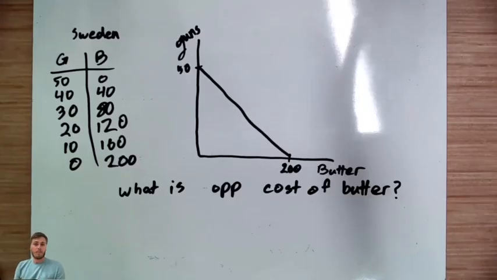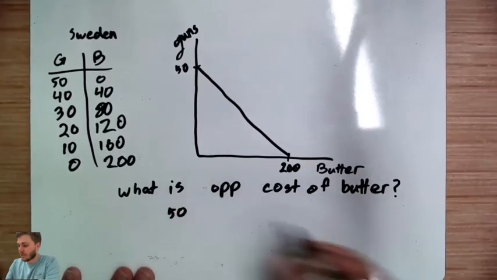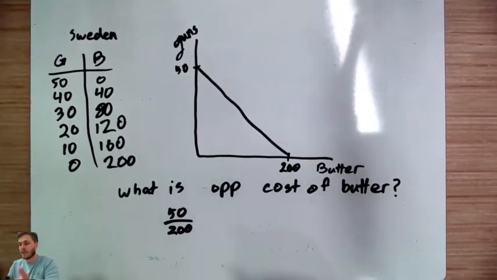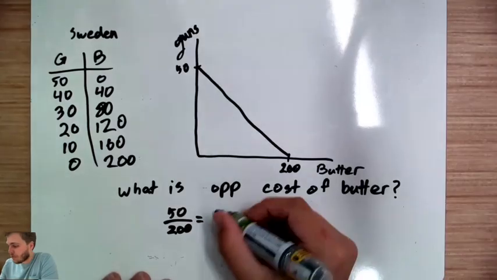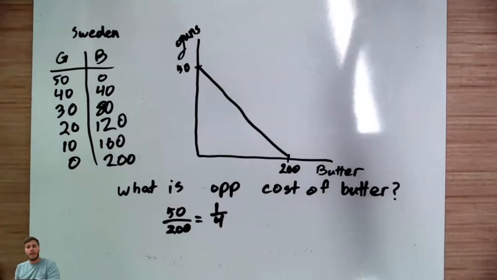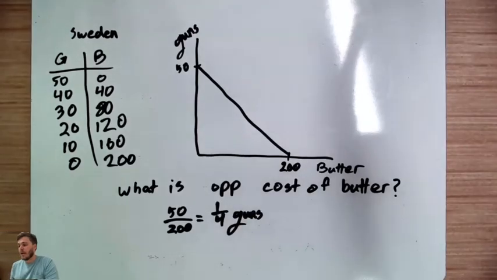Well, if you remember, opportunity cost is talking about what you must give up for what you get. So, what must they give up to make butter? 50 guns to get 200 butter. If they want to go from guns to butter, they have to give up those 50 guns to get the 200 butter. That simplifies down to 1/4. Now, with this, though, we're not done yet. They aren't just giving up 1/4. What are they giving up 1/4 of? 1/4 guns.